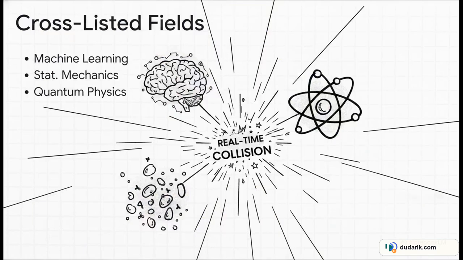Now, what's really interesting about this is the sheer scope of the breakthrough. Look at the official cross-listings for this paper: machine learning, statistical mechanics, and quantum physics. We are literally watching advanced computer science collide with fundamental physics to solve the next era of AI scaling.